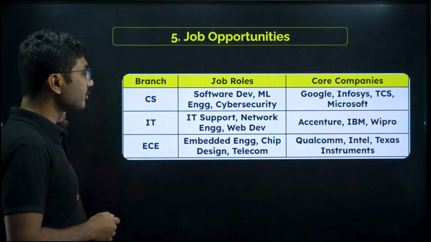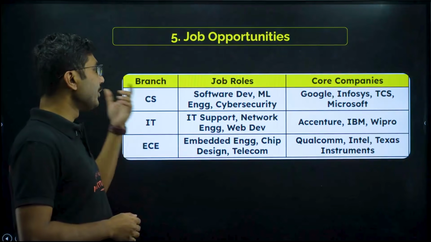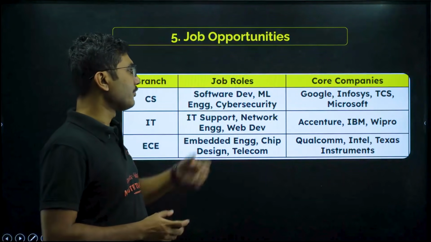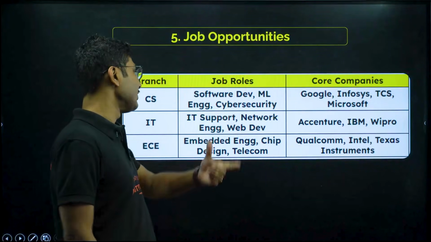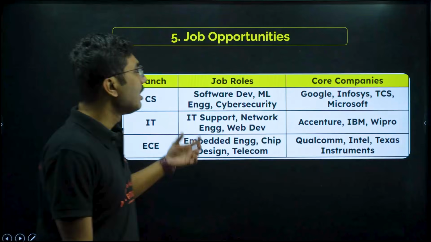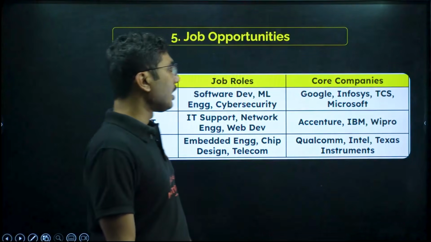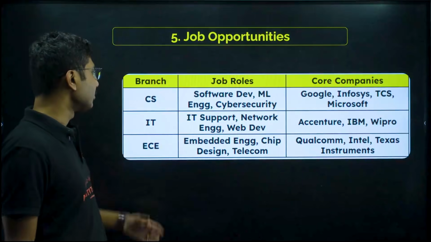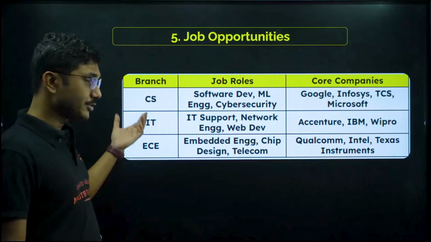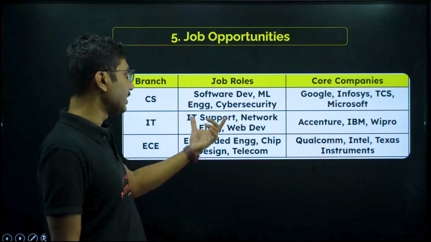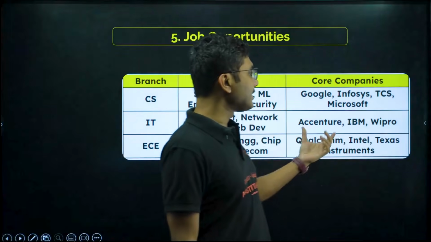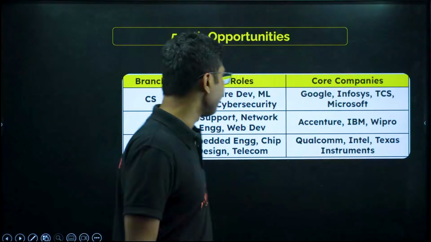Now let's move on to the job opportunities. So if you go into CS, you will get software development, machine learning engineer, cyber security, etc. Core companies are Google, Infosys, TCS, Microsoft, etc. Accenture also. IT, information science or IT support, network engineering, web development. Accenture, IBM, Wipro, they are core companies.